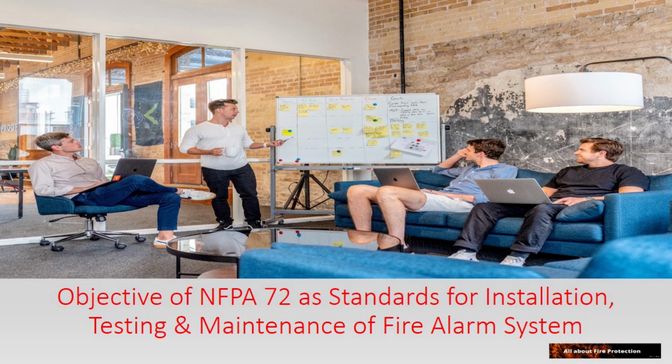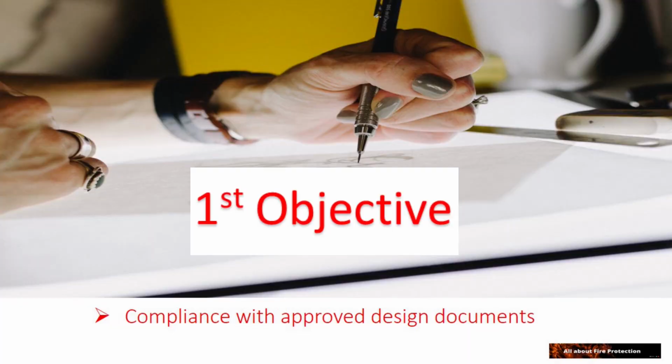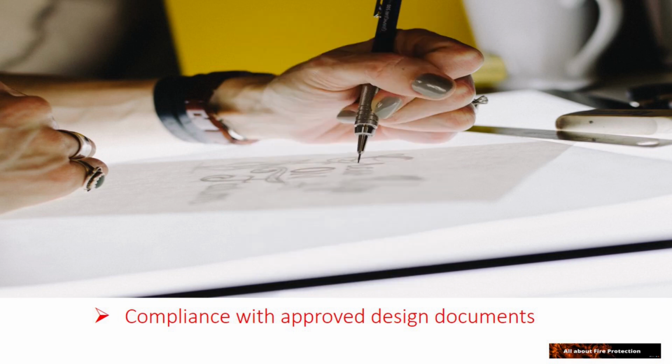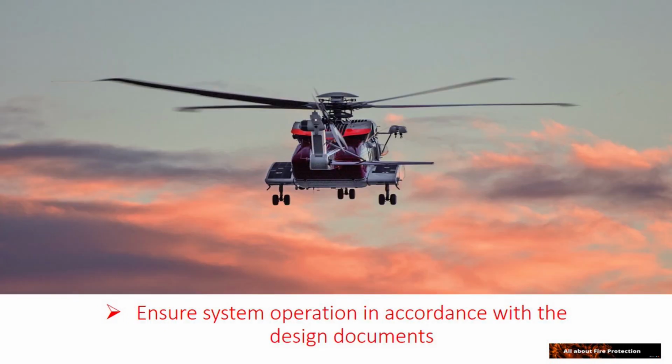Our first objective is the purpose for initial and re-acceptance inspection: to ensure compliance with approved design documents and ensure installation in accordance with NFPA and other required installation standards. This involves inspection to ensure that the correct equipment has been used and properly located and installed to assure both operational reliability and mission reliability.